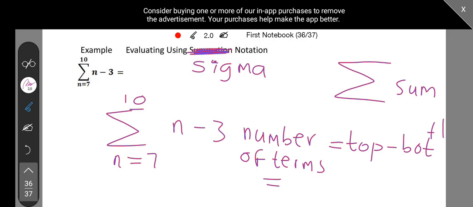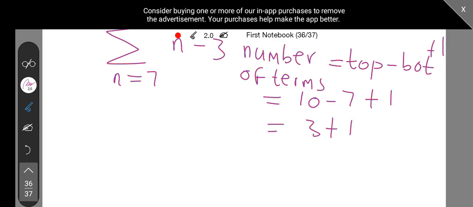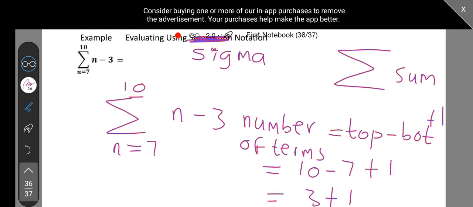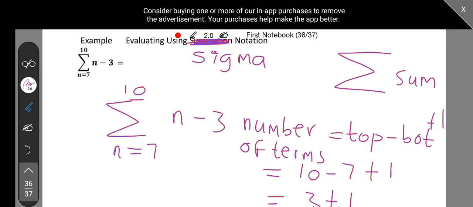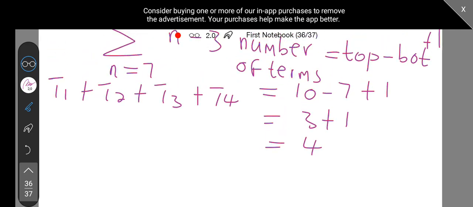So I'm going to say that the top is 10 and the bottom is 7, and then I'm going to add 1. Okay, so we know that 10 minus 7 gives us 3, and then plus 1, it's equal to 4. This means that in this sigma, they added 4 terms. They added T1 plus T2 plus T3 plus T4. Okay, so this is how we find the number of terms in the sigma.